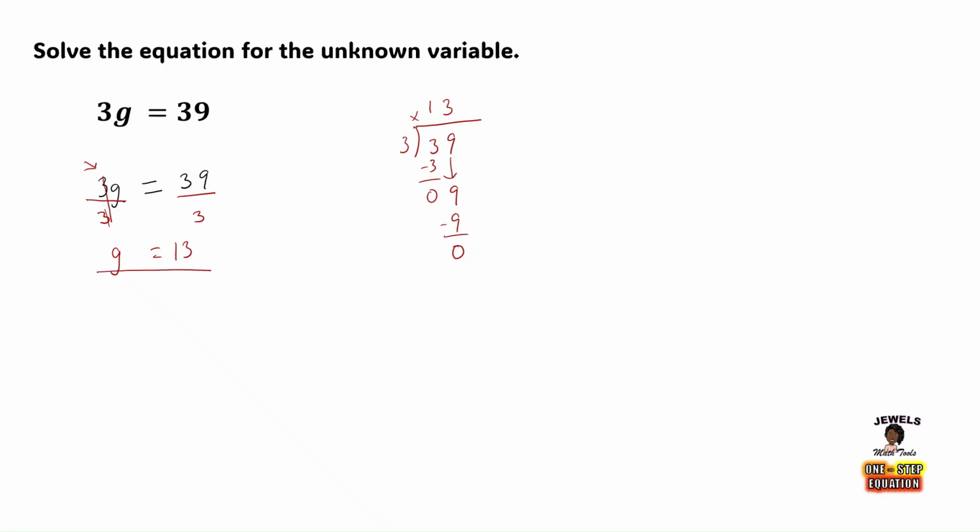And of course, to check, the good thing is we already did the division, so we already know that when 3 is multiplied to 13, it will equal 39. So this tells us that our solution for our question is indeed correct. Okay, so there you have it. We just solved our one-step equation with multiplication by using division, which is the opposite operation, to solve our equation.